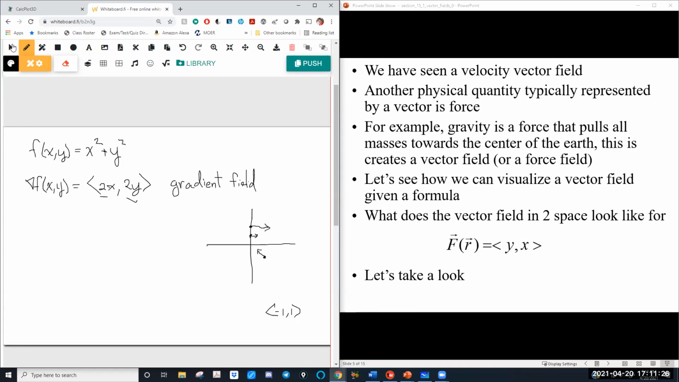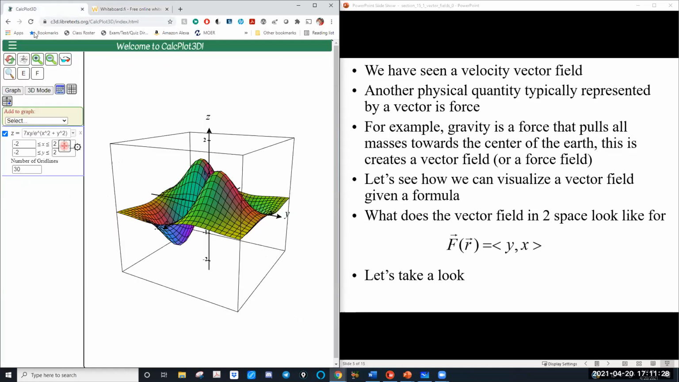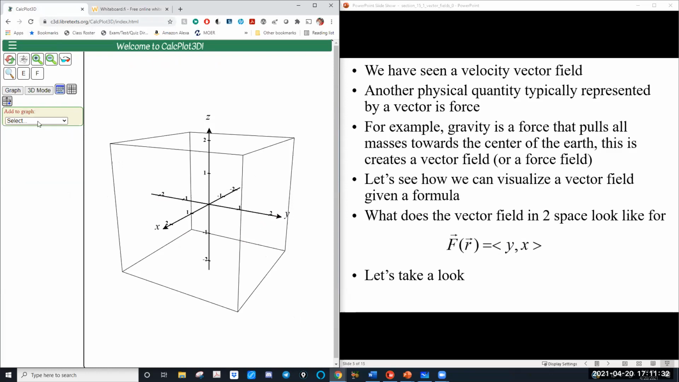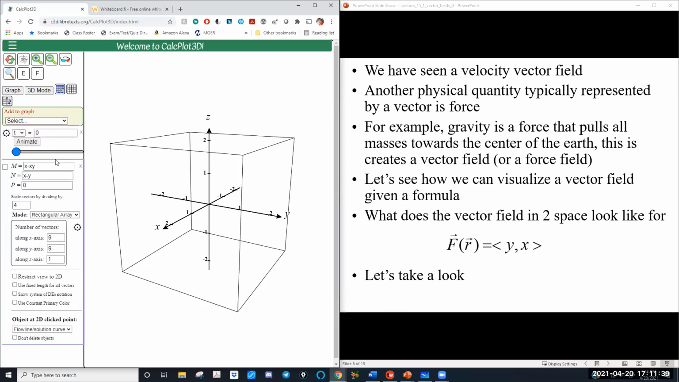Now, let's actually see what this looks like. To do a vector field in Calc-Plot3D, you can add a vector field. Oops, not a vector, excuse me. Add a vector field. We're going to come back to this. There's going to be a lot of cool things we can do. And we're just going to do this basic one, y, comma, x.